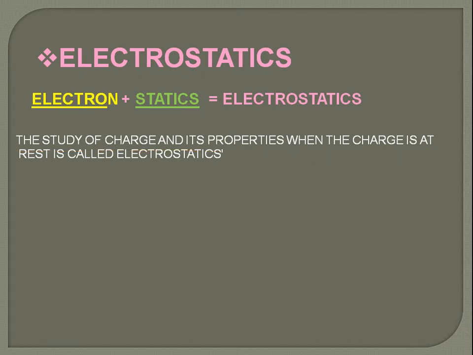Okay, now come to the next definition, electrodynamics. We are going to study only electrostatics in this chapter. We are not going to study electrodynamics. Electrodynamics is another branch of physics in which we study the behavior of electrons, but not in static condition, but in dynamic condition.